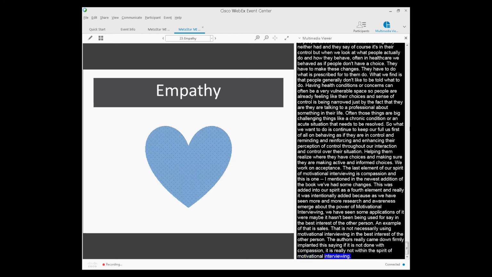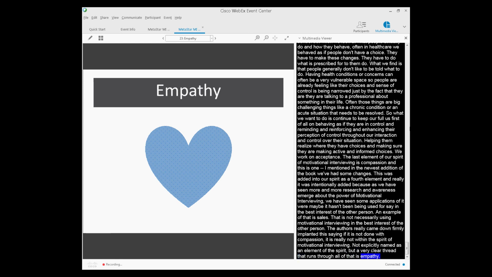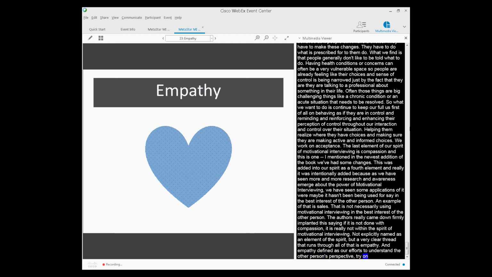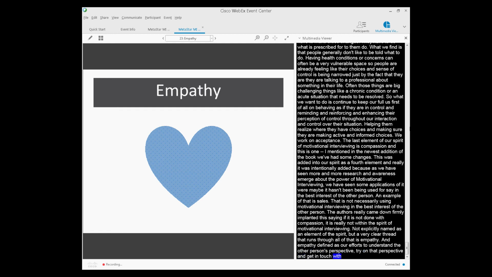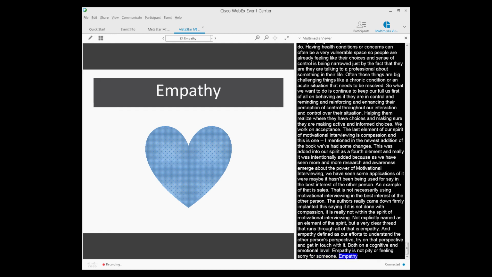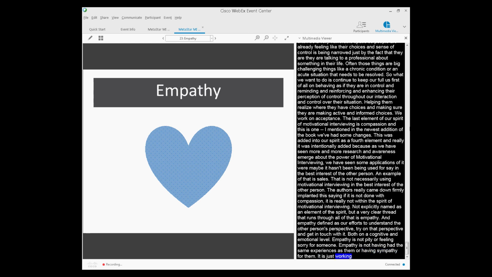And then not explicitly named as an element of the spirit of motivational interviewing, but a very clear thread that runs through all of that is empathy. And empathy defined as, our efforts to understand the other person's perspective, try on that perspective and get in touch with it, both on a cognitive and an emotional level. Empathy is not pity or feeling sorry for someone. Empathy is not having had the same experiences as them or having sympathy for them. Empathy is just really working to understand what this situation looks like from their point of view.